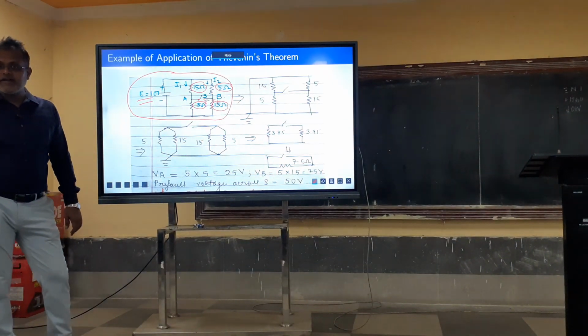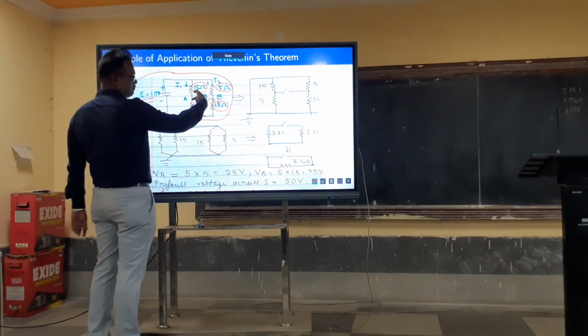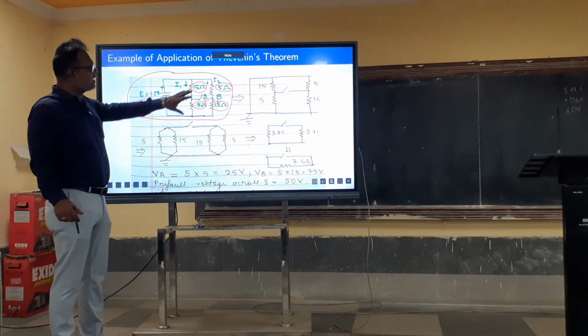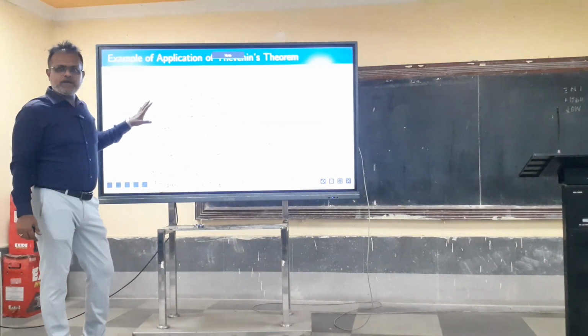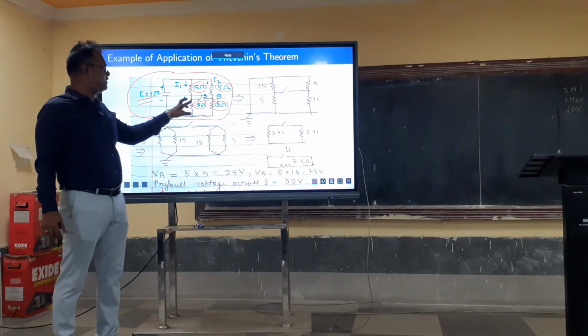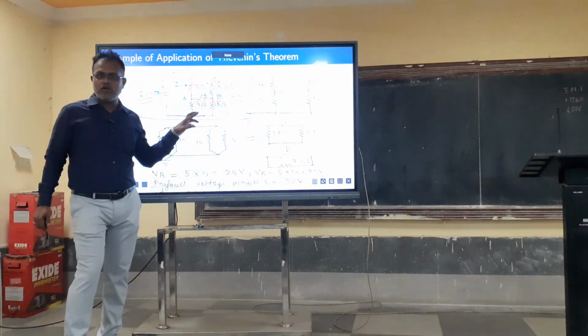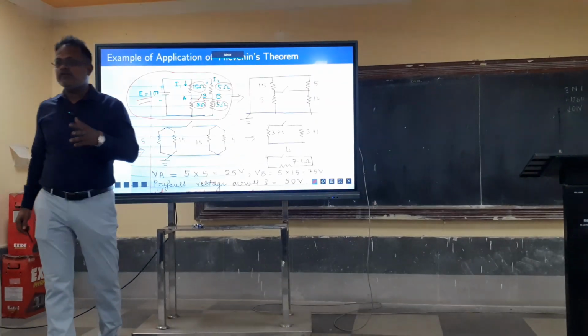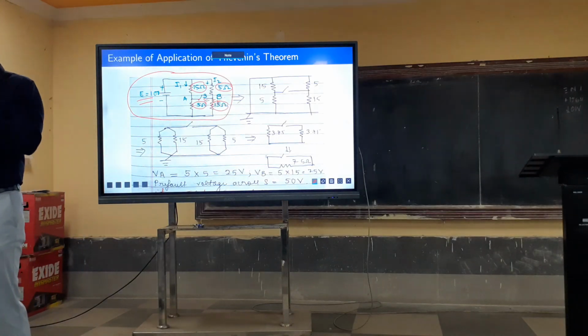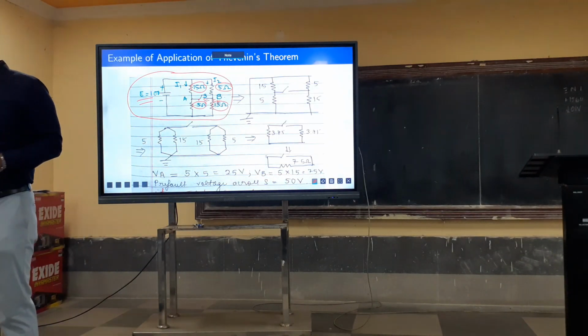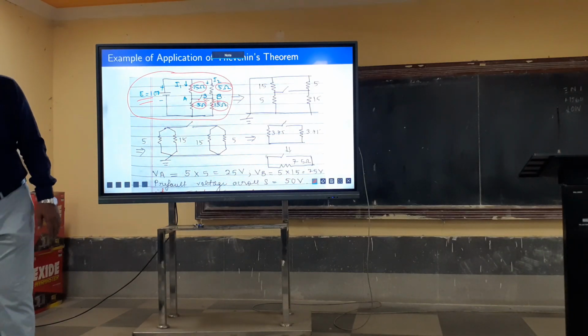We are interested in finding out the current in this path. Suppose you can consider this whole system to be a power system network, and these two are the points where the fault will occur. So what is our interest? Our interest is how much fault current will flow. Once we know how much fault current will flow, we can decide the rating of the circuit breaker.